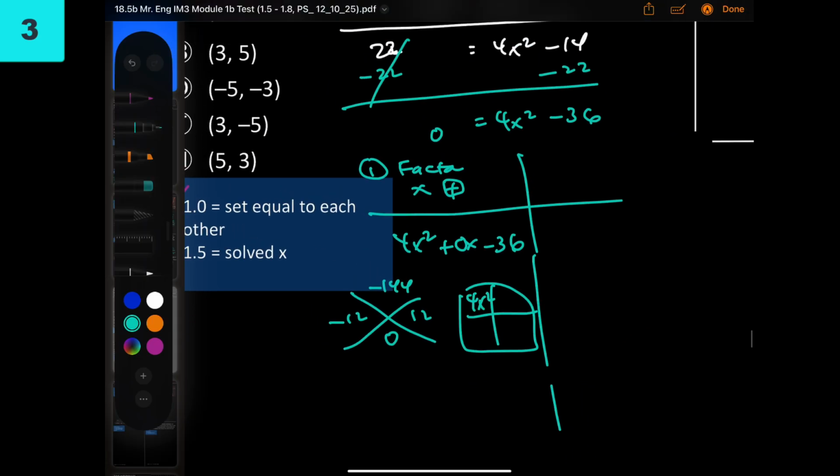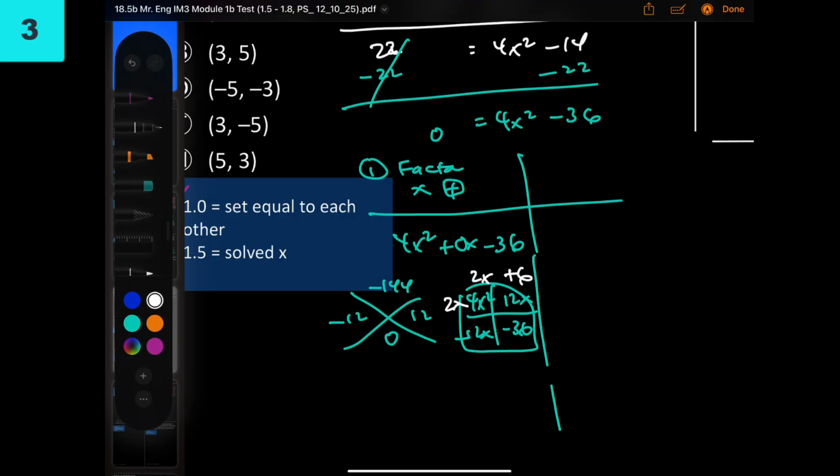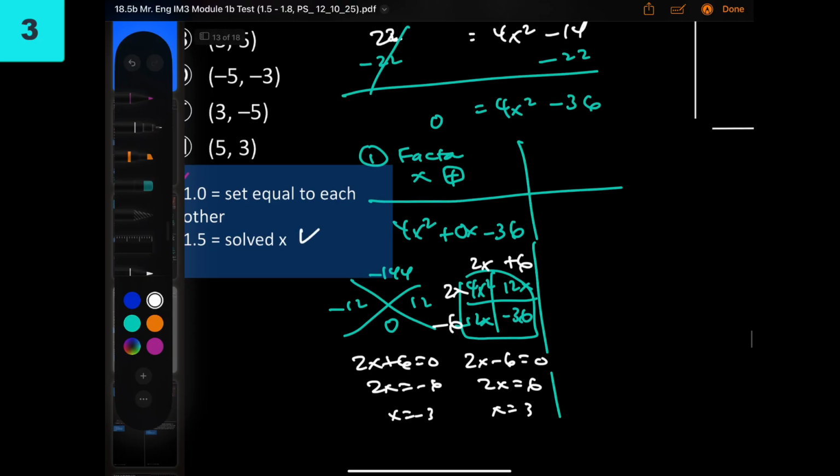4x squared minus 36, negative 12x, 12x. So this will give you 2x, 2x, plus 6, and minus 6. So this would give you 2x equals negative 6, and then x equals negative 3. x equals 3. Okay, if you got here, I gave you 1.5 points for solving.